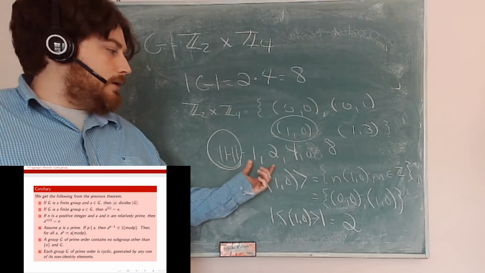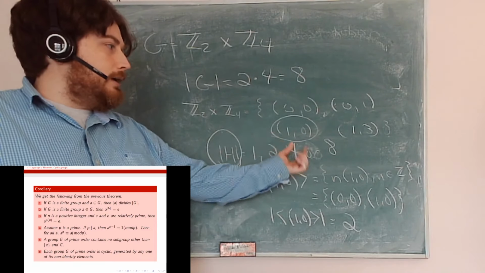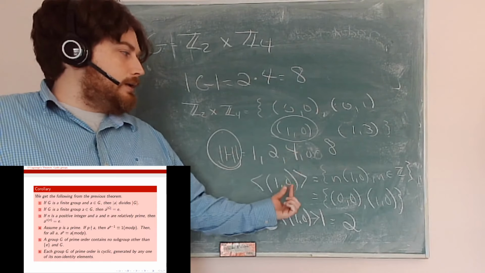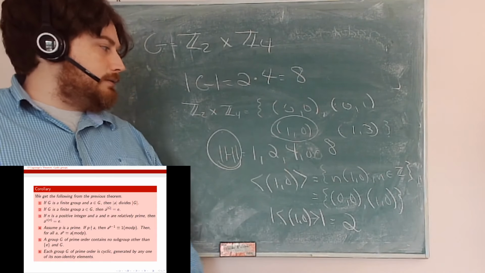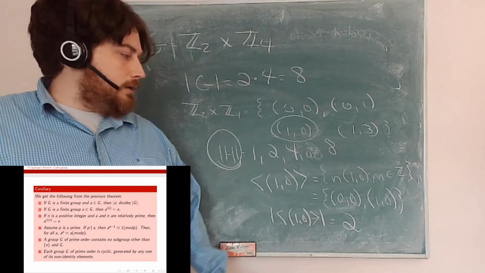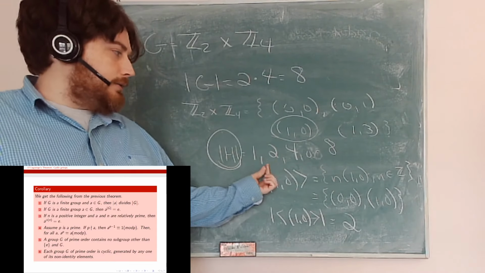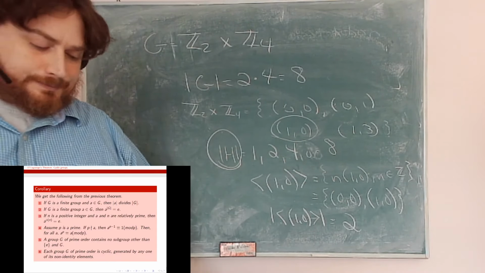So another way, does that make sense? If I'm trying to find any of my subgroups, I could never find a subgroup with 5 or 6 or 7, but I could potentially find one with 1, 2, 4, or 8. It's not necessarily guaranteed you get all of those, but in general, those are the only ones that are allowed.